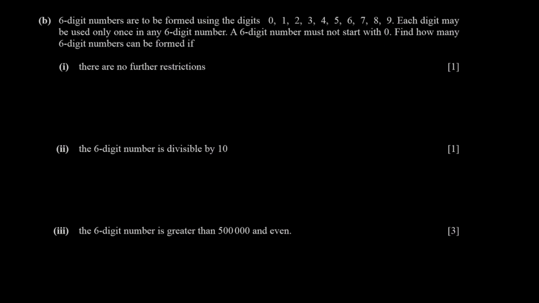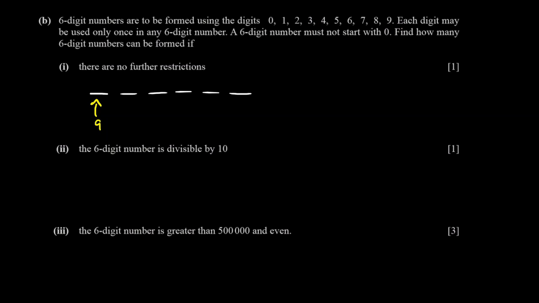How many 6-digit numbers can be formed if there are no further restrictions? Well, I think the best thing to do is always to draw this out. So 1, 2, 3, 4, 5. There are 6 spaces here. And what we're saying is that for the first number, there are 9 ways of filling it. Why are there 9 ways? Well, because we cannot have the 0. We can only have numbers 1 to 9.